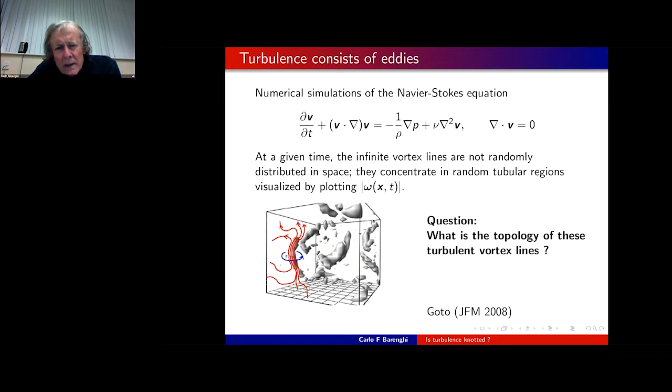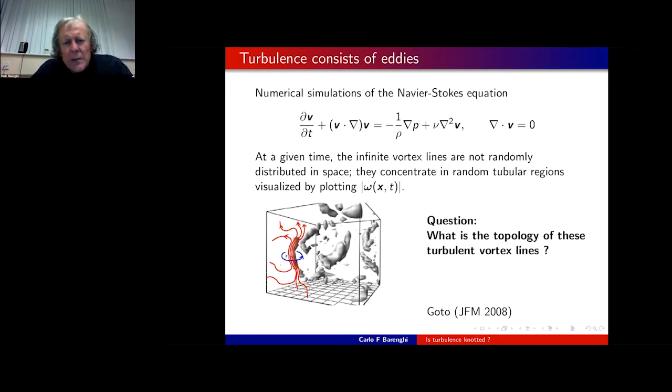And these structures are visible in this picture here, which I took from a paper by a Japanese scientist published in the Journal of Fluid Mechanics. What is plotted here is really the square of the vorticity, so the magnitude of the vorticity in the regions where it is significantly larger than the average. You see some kind of irregular blobs or tubes. Some people call them worms, where there is more vorticity.